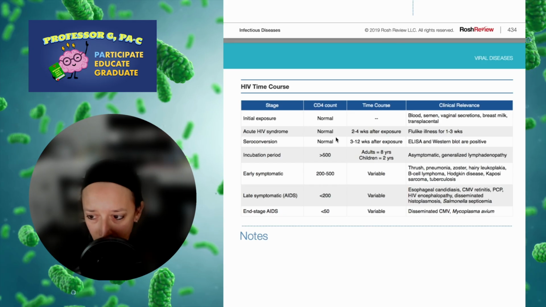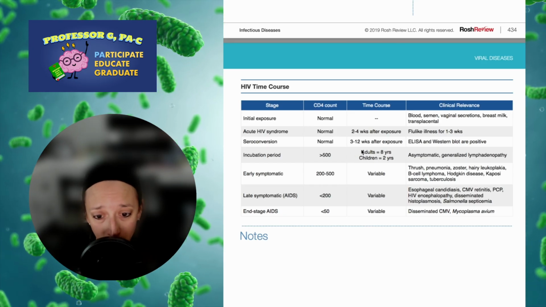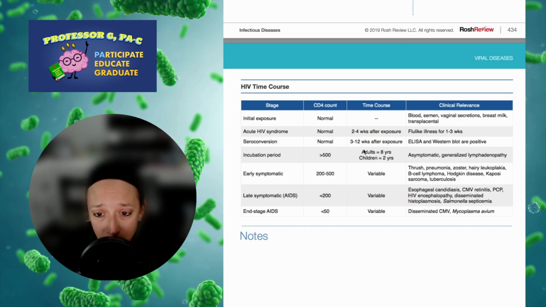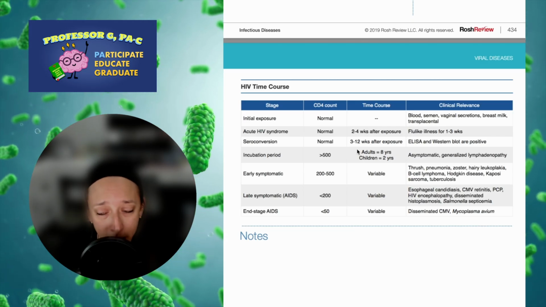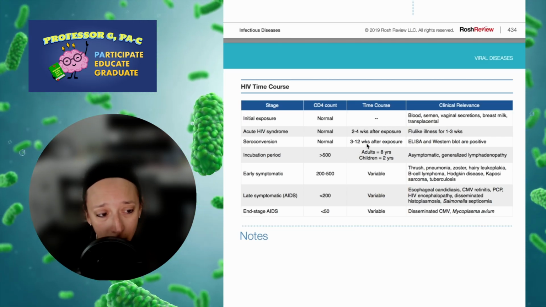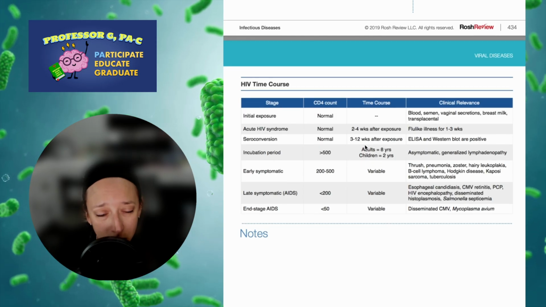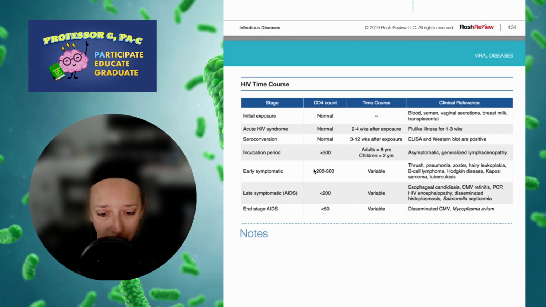This is kind of all that they have here, but I think you should know a little bit more. One other thing to mention here is that ART therapy is a combination therapy for all patients, regardless of their CD4 count. As far as prophylaxis is concerned, there's several different infections that we need to prophylax against.